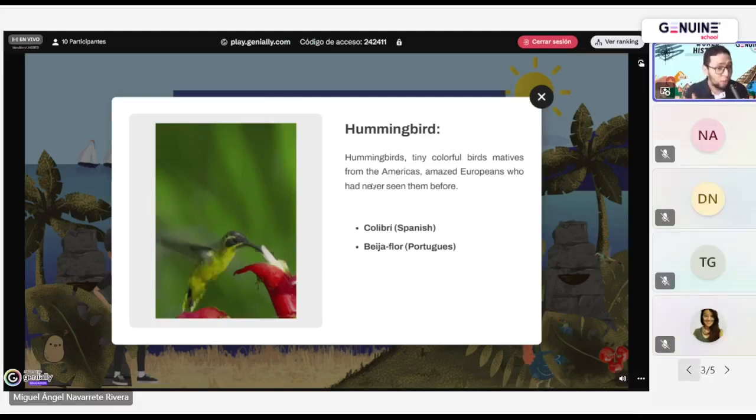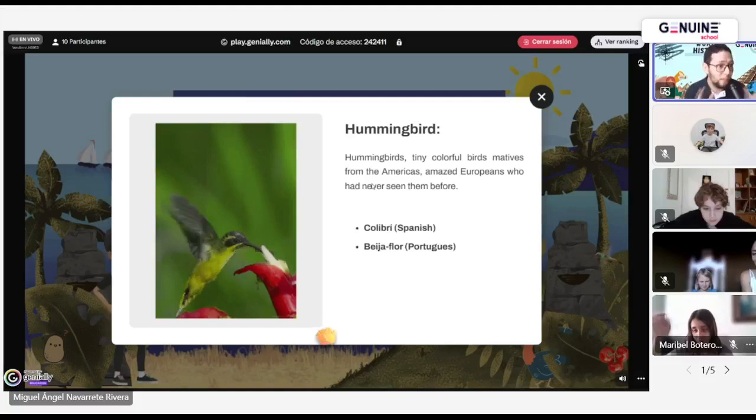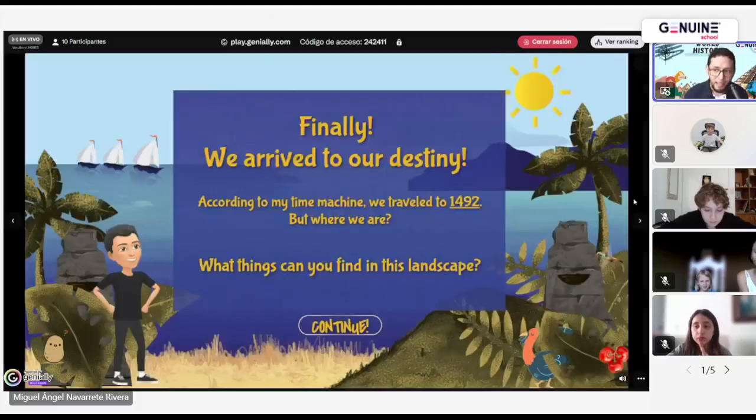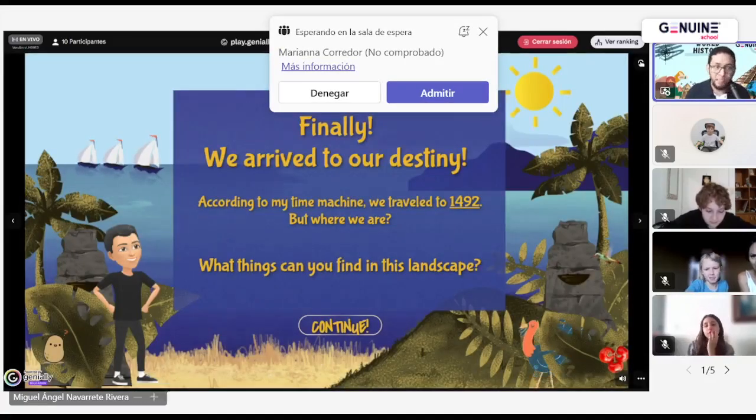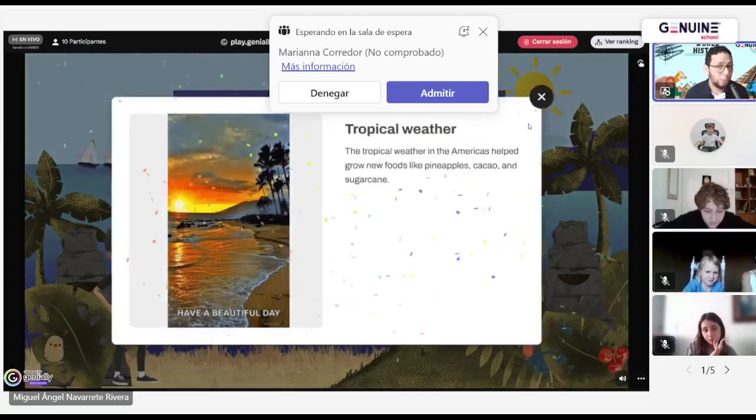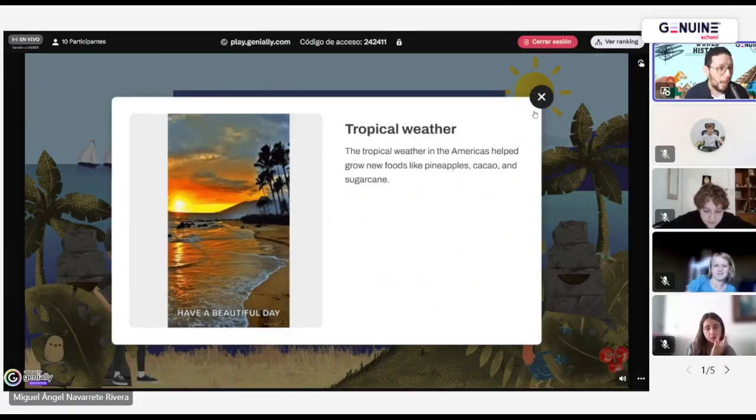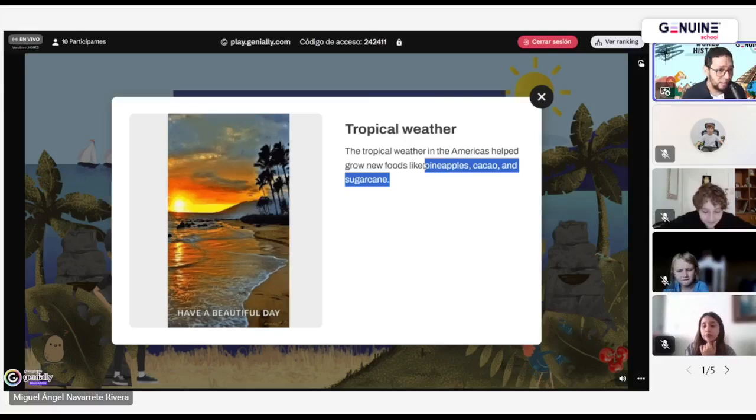Okay, so the beija flor, the hummingbird, was a native bird from the Americas. They didn't used to have colibris or beija flor or hummingbirds in Europe, in Asia, and in Africa. So this is totally native from the Americas, okay? And now we also have the weather, for example, a tropical weather in the Americas, and it allows the growth of pineapples, cacao, and sugarcane. Guys, these types of goods were also native from the Americas. Europe didn't used to have cacao, or cocoa if you want to call it that way. Got it? They didn't used to have pineapple and sugarcane too.